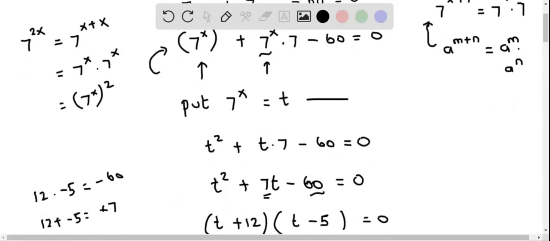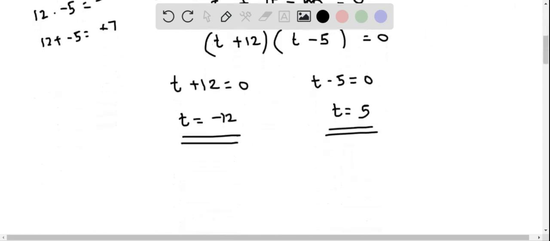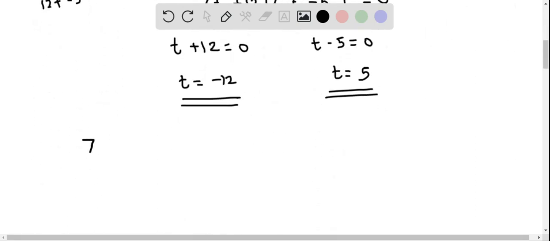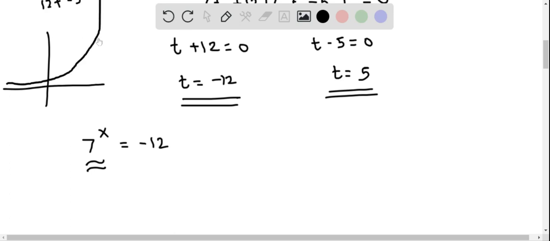That is, we have made the substitution 7^x equal to t. So let's see what happens when we put in that substitution. So we have 7^x equal to negative 12. Remember that this is an exponential function. It's basically an increasing function. If you plot the graph of this function, it will look something like this. It's always increasing, and this is always above the x-axis. And for no values of x, this function is attaining negative values of y.